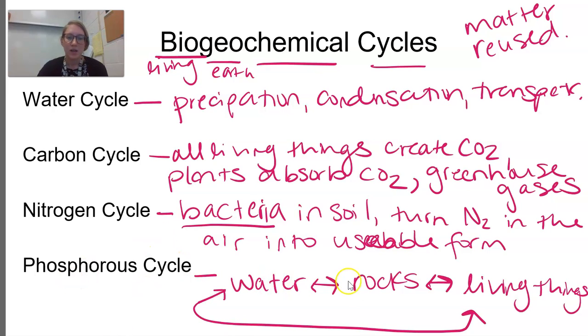Phosphorus was with the phosphorus atom, nitrogen was with nitrogen, bacteria were the important guys, carbon. All living things create carbon dioxide. Plants are the only thing that can absorb it. That is a greenhouse gas. That's why it's so important. And then the water cycle. All those different terms, make sure you understand all of those.